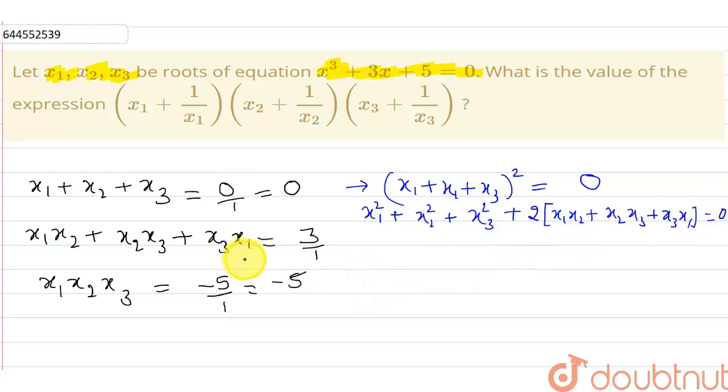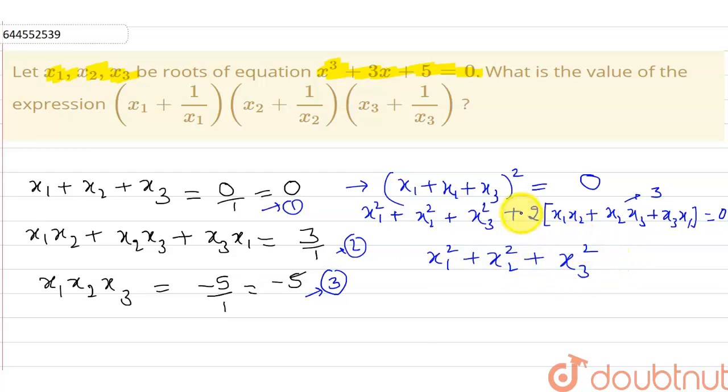Okay, students. And from there, we got this value from the second equation. This is my first equation, this is my second equation, this is my third equation. If I put the value here, I get the value of x1 square plus x2 square plus x3 square. This comes out to be minus 2. This is my fourth equation.